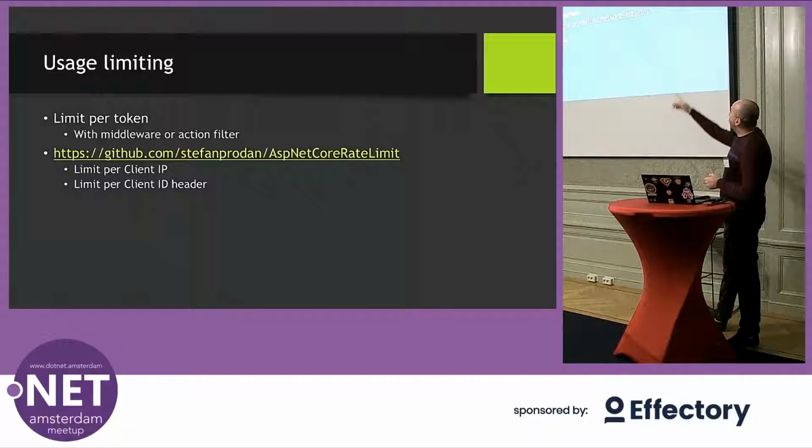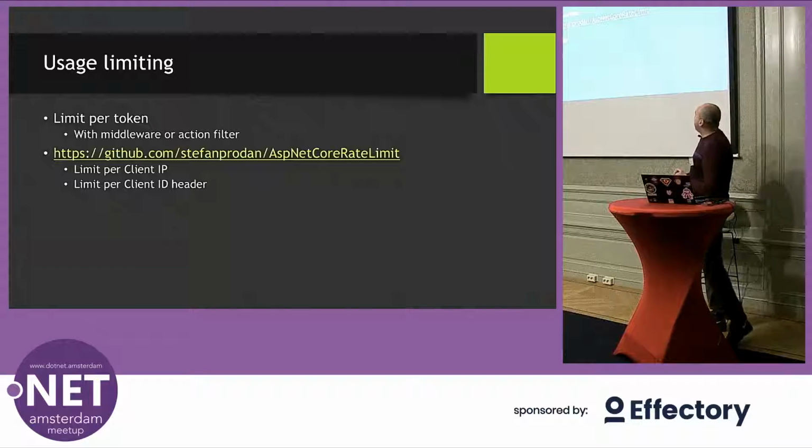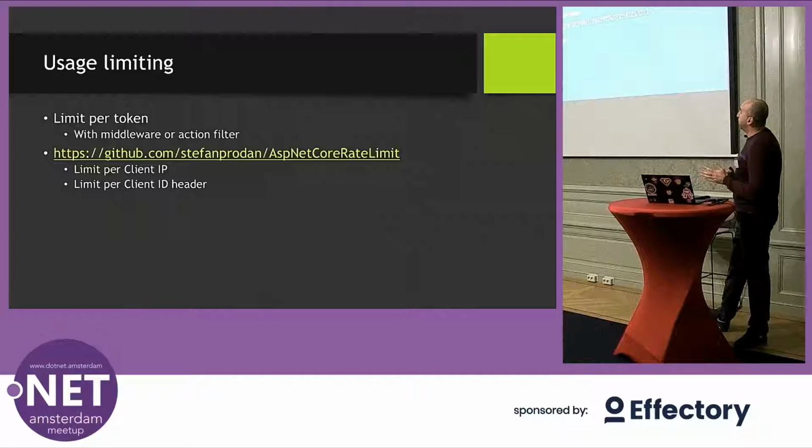Or you can use this library from Stefan Prodan, ASP.NET Core rate limit. It allows you to limit per client IP or per client ID header.